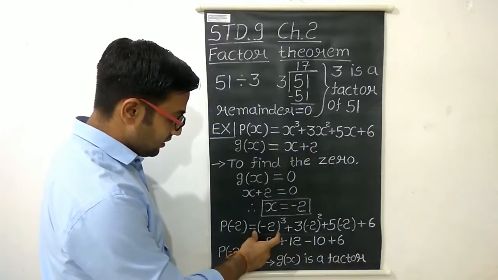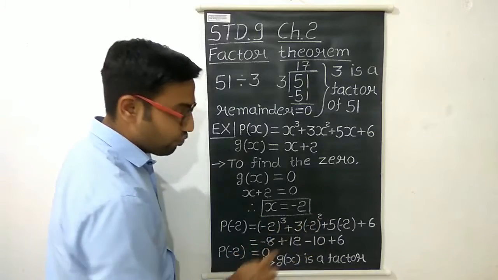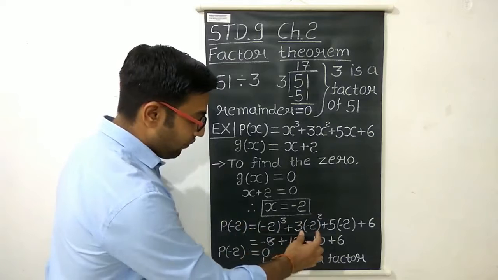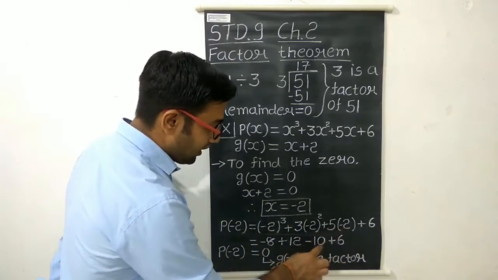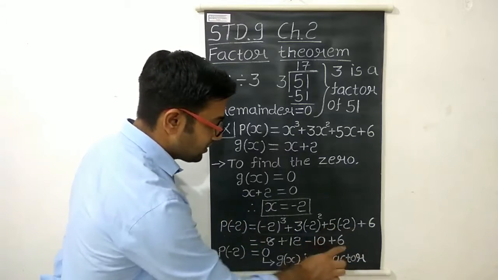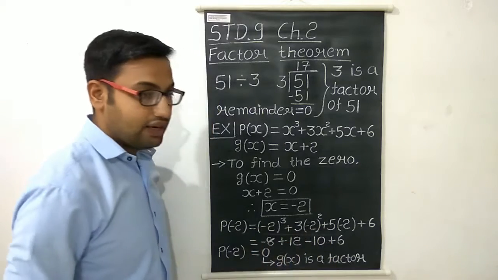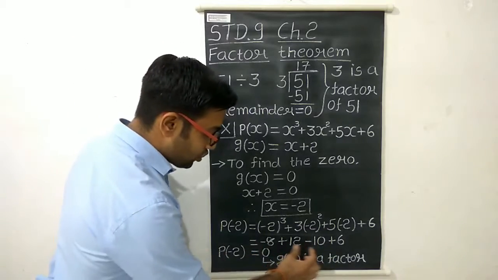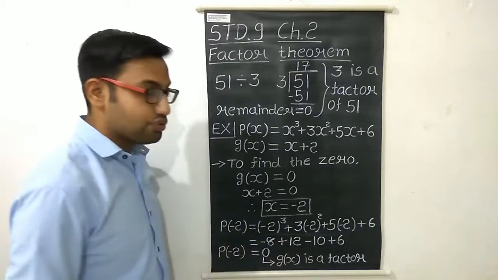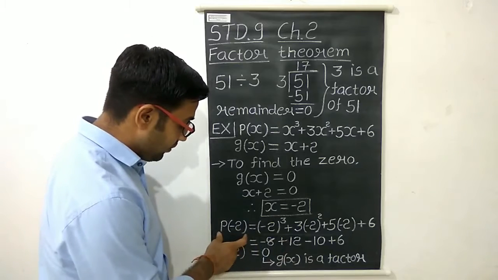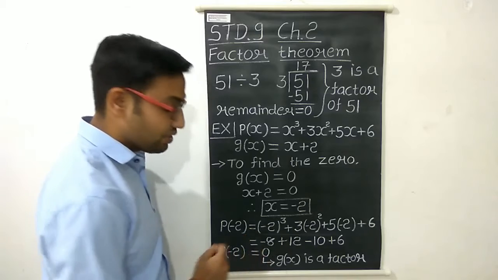The cube of minus 2 is minus 8, minus 2 square is plus 4, 4 3s are 12, so here we get plus 12. 5 2s are 10, with minus, so minus 10, and plus 6 remains as it is. So here minus 8, minus 10 is minus 18, plus 12, plus 6 is plus 18. Plus 18 minus 18 is equal to 0. So what do we get as the remainder? P of minus 2, the remainder P of minus 2 is equal to 0.